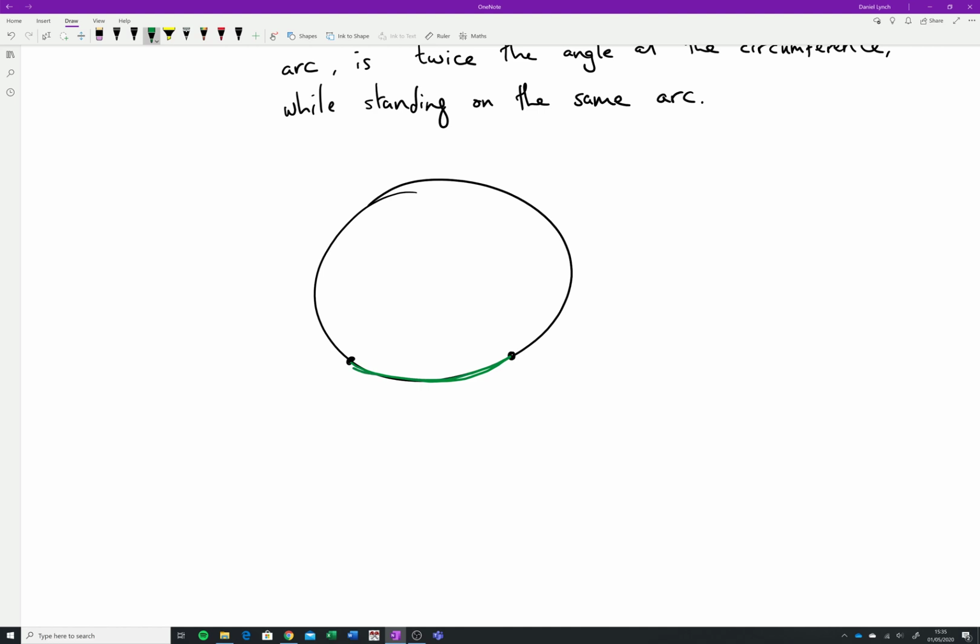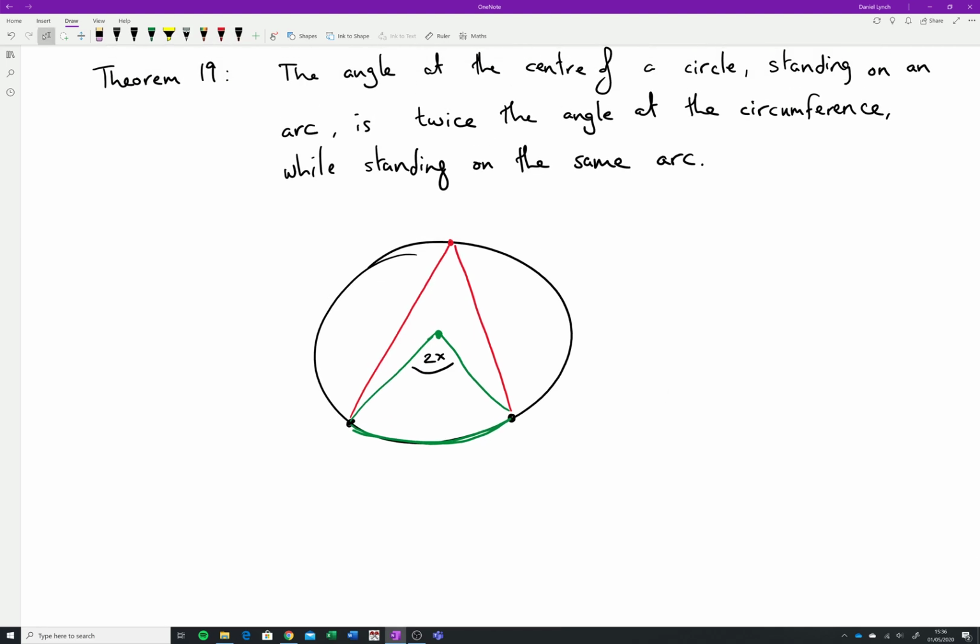So there we go. What it's saying is, if you go to the center and join that arc to the center of the circle, you'll get a particular value. But if you join it somewhere else on the circumference, let's say up here, I'll make this a bit bigger, what you'll find is that whatever value you add in here will be twice. So that's the angle at the center that you created. It will be twice the angle at the circumference that you've made there.